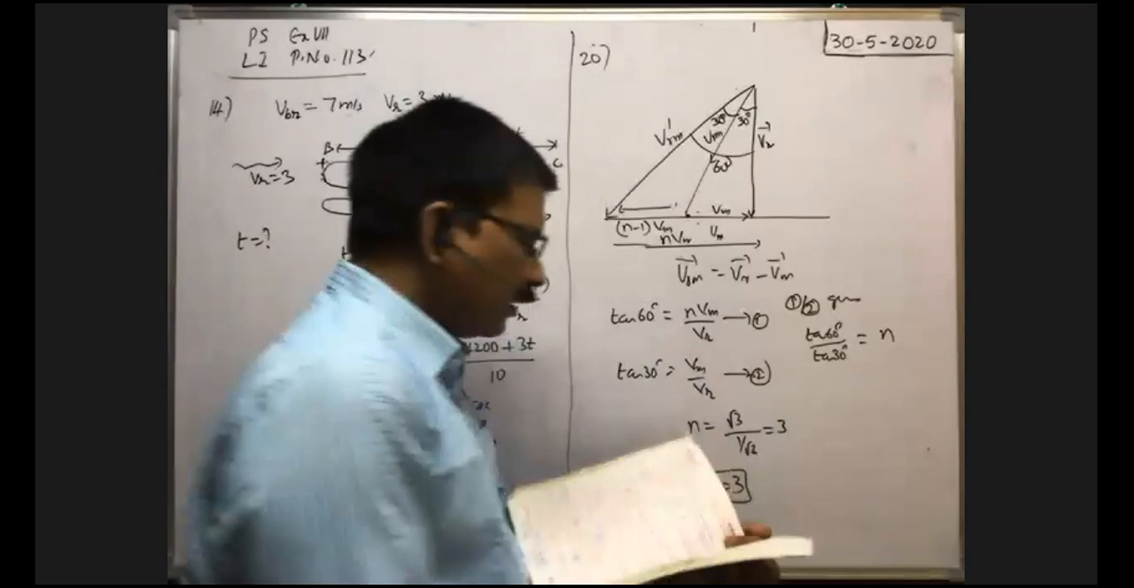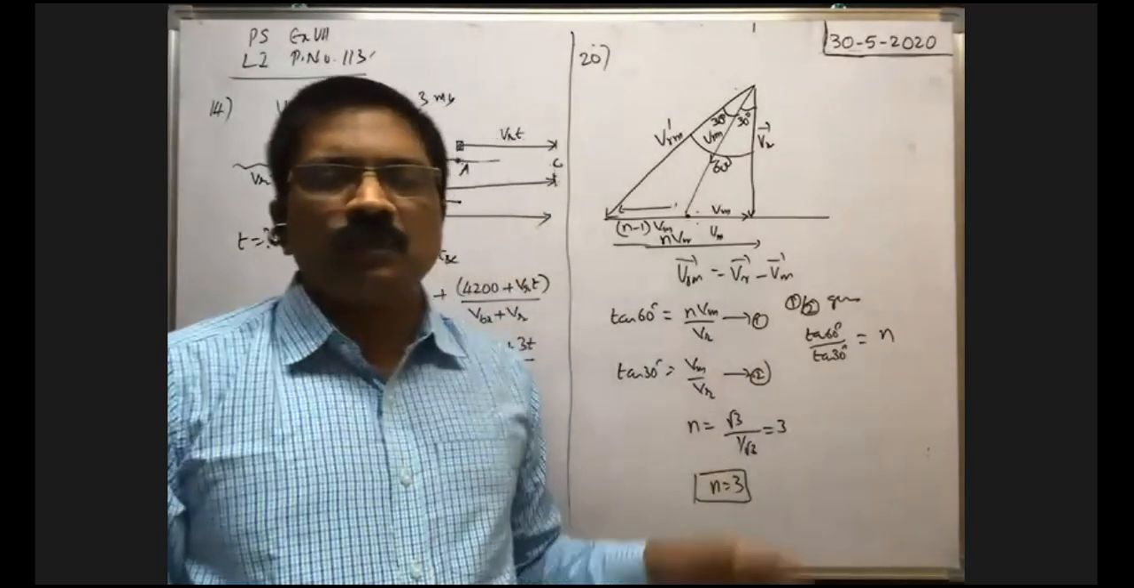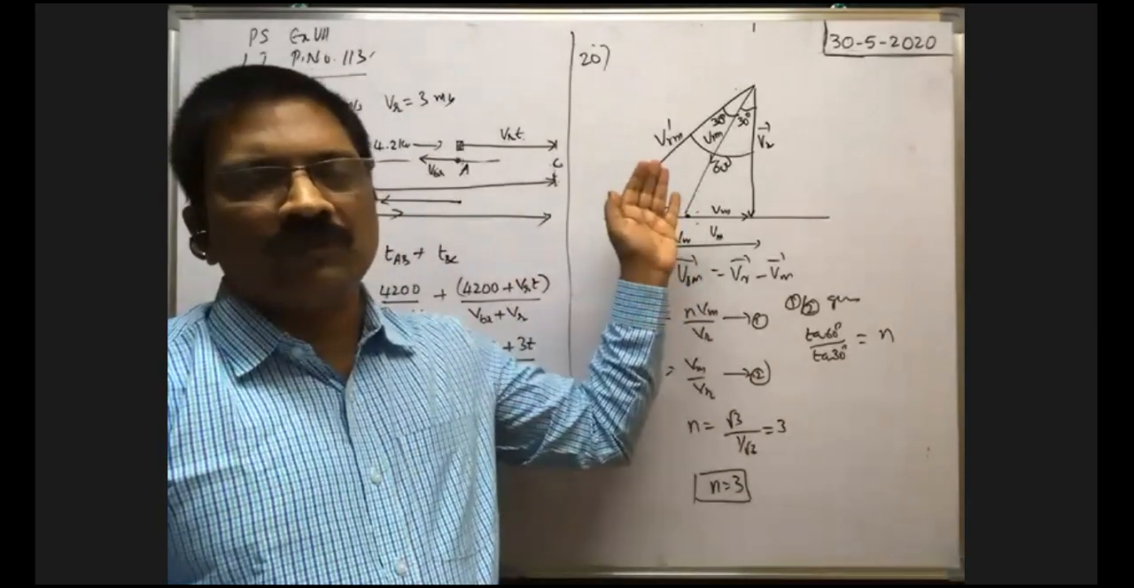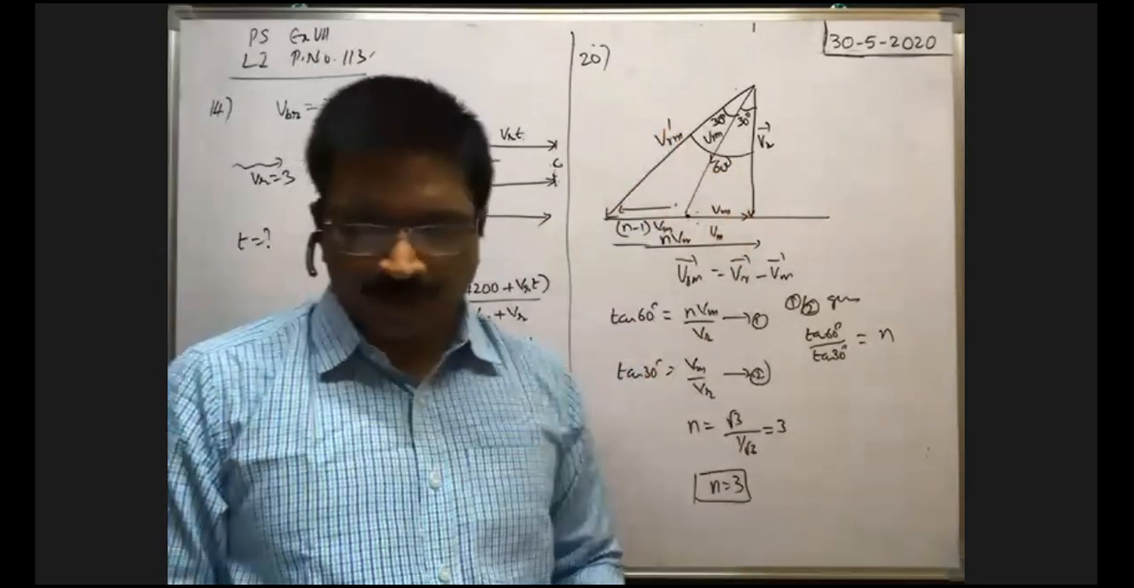That means when the velocity is made 3 times, answer is 3. When the velocity is made 3 times, then the angle made by the relative velocity with the vertical becomes double, increasing from 30 to 60 degree. Okay, that is the answer.